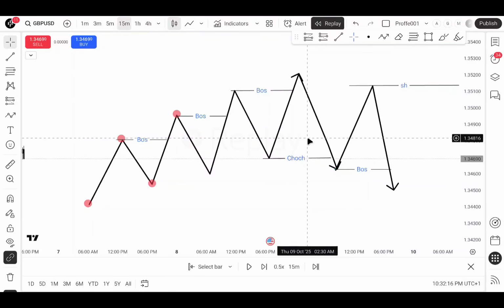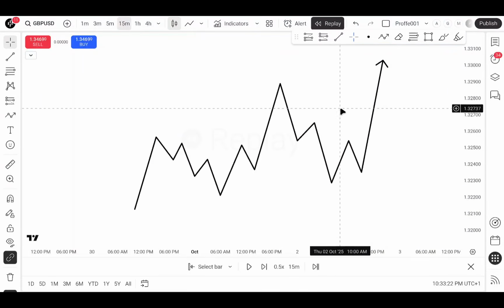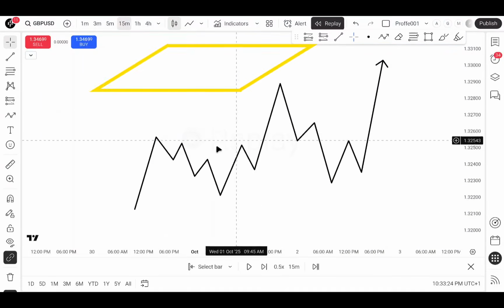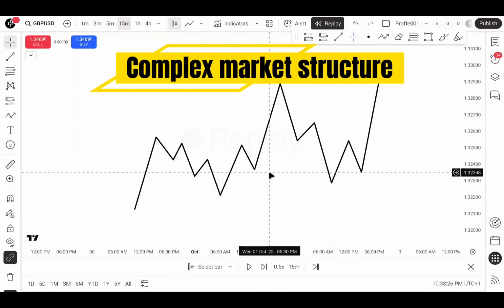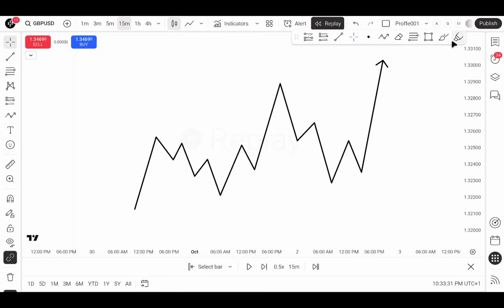Now, having given you a simple breakdown of what market structure looks like, I'm going to give you a complex market structure and then explain how you should read it. Alright, this is a complex market structure. I know when you see something like this, you begin to panic. Don't panic. It's very simple. You just need a clear understanding of how to read it.